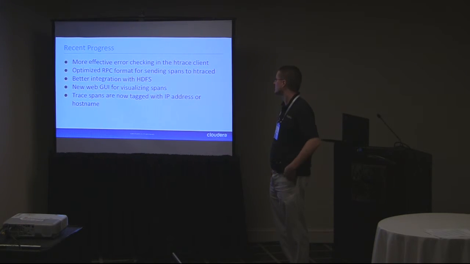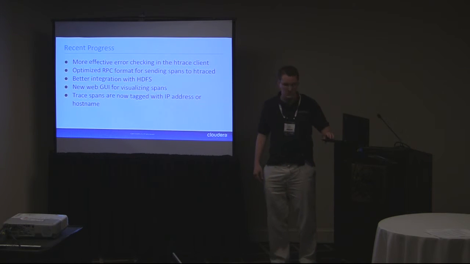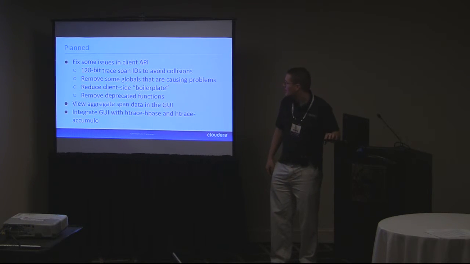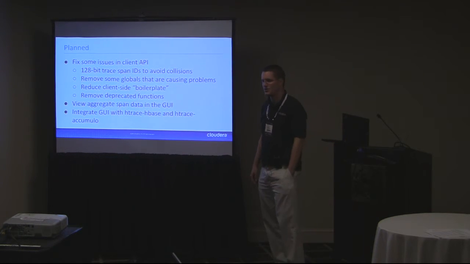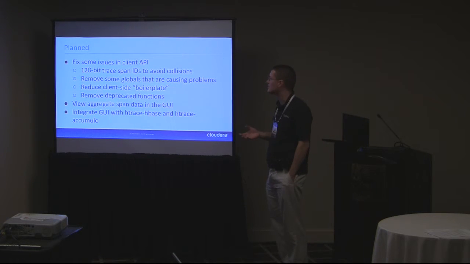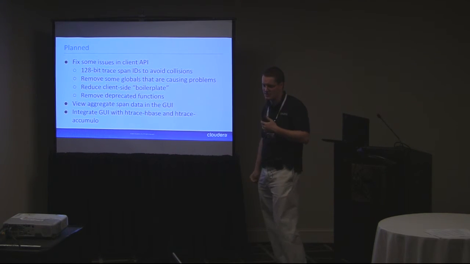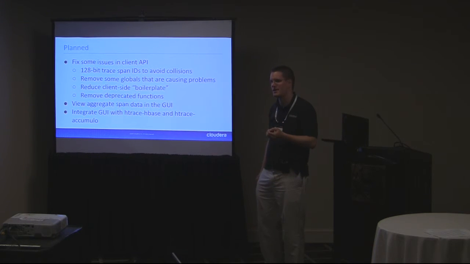So, in HTrace 4.0, which is the coming release, we're enlarging the span IDs. Oh, I'm sorry, I didn't talk about how span IDs are assigned. In a way that's somewhat similar to Git, I suppose, we use a long identifier, which we assume does not collide, for our span ID.